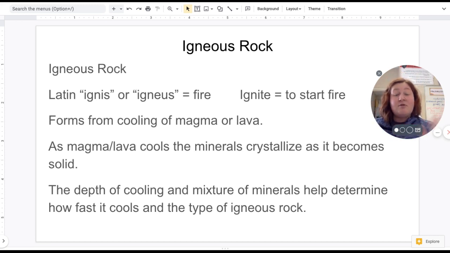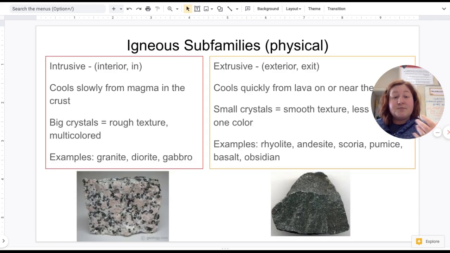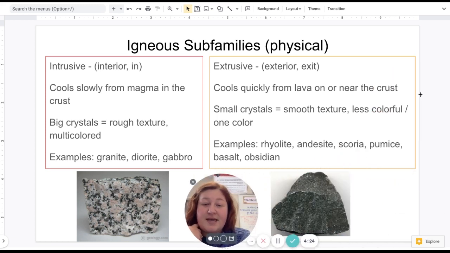So we have this big category of igneous rocks, rocks formed by magma and lava cooling. Then we have subgroups. If you think of the umbrella of igneous rocks, underneath that we're going to have 2 subgroups. The 2 subgroups, or subfamilies, however you want to say it, of igneous rocks are intrusive and extrusive.